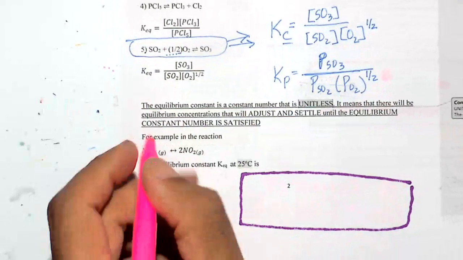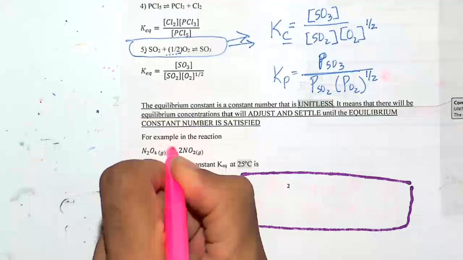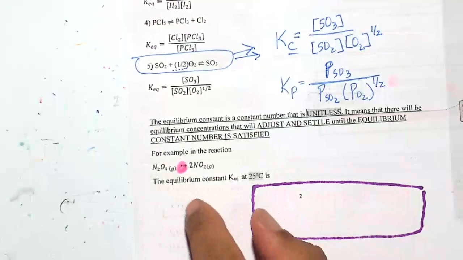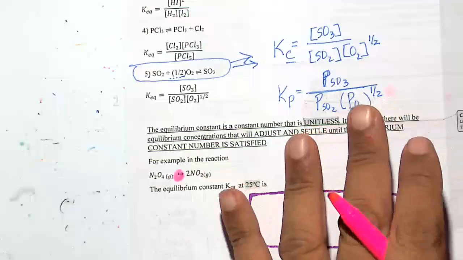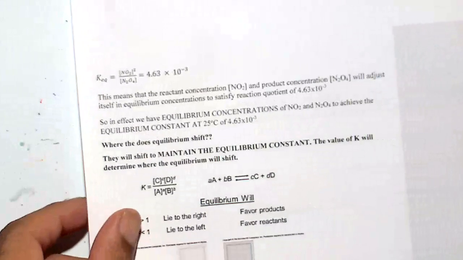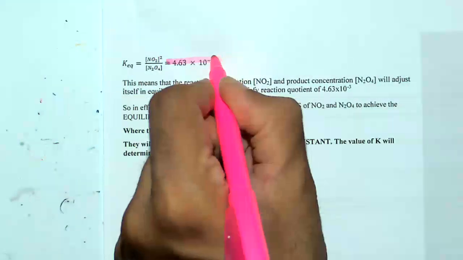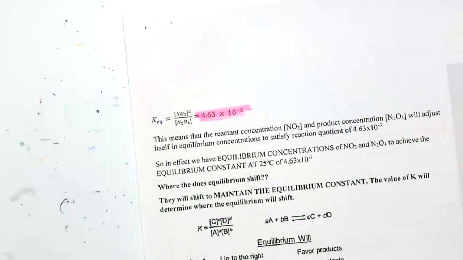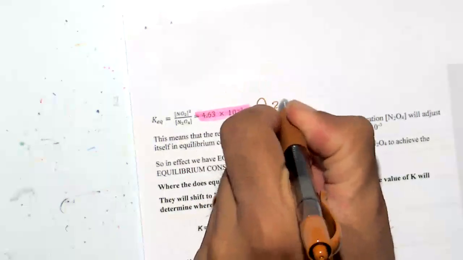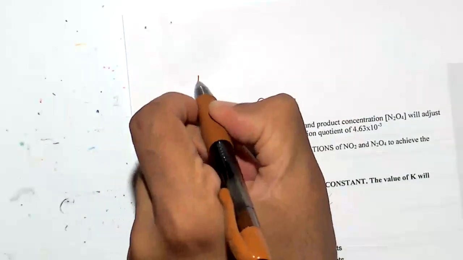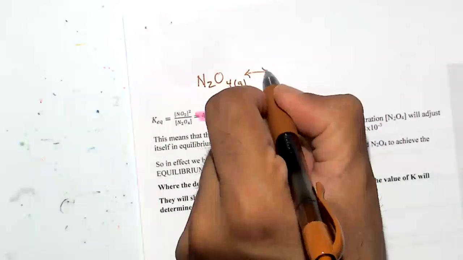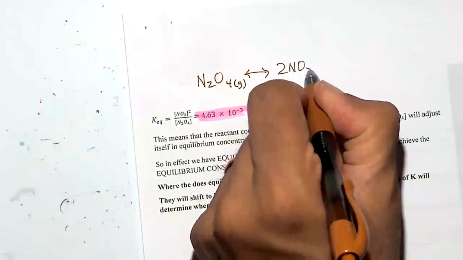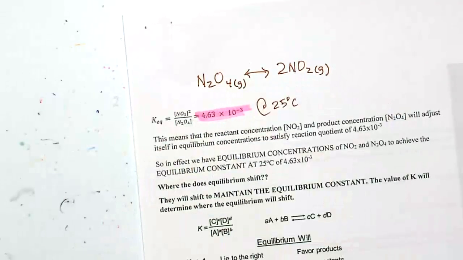Right, here's another one. Is this reaction at equilibrium? Yes, it's at equilibrium. So the equilibrium constant for this reaction, if you look at the next page, is 4.63 times 10 to the minus 3. That's the equilibrium constant at 25 degrees. For this reaction, I'll rewrite it from the previous page: N2O4 going to NO2. Looking at the value of this number.